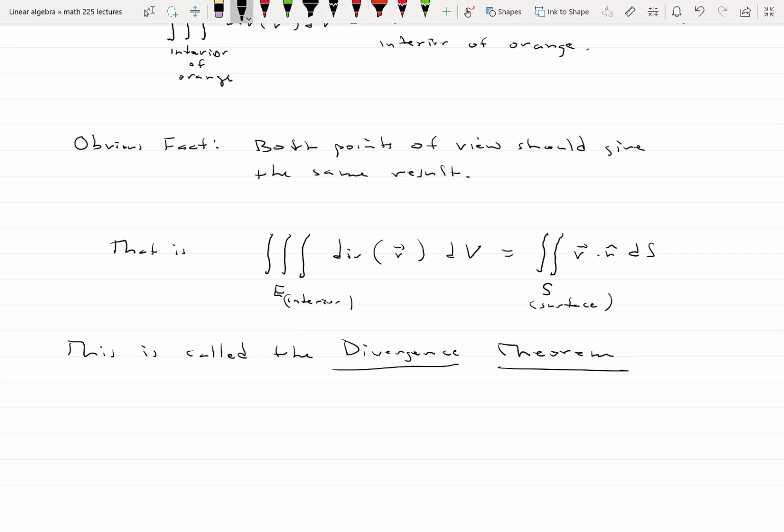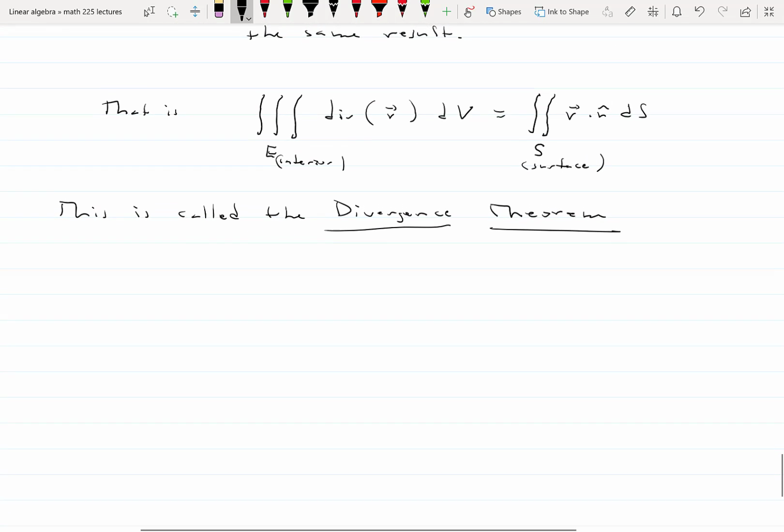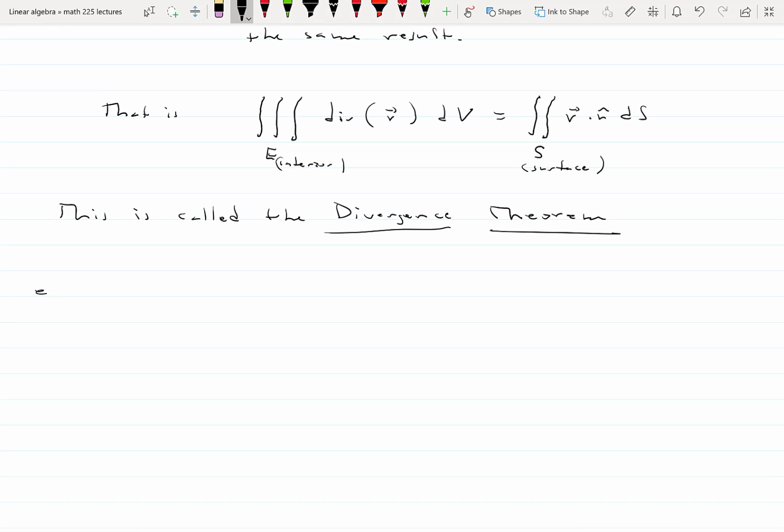So let's return to our previous example. Let's return to the integral of f dot n ds for our previous example.